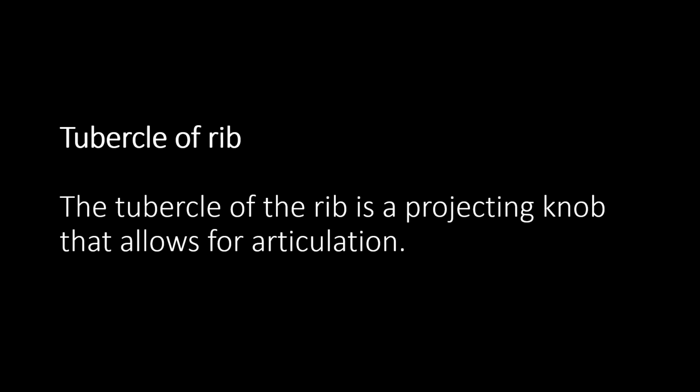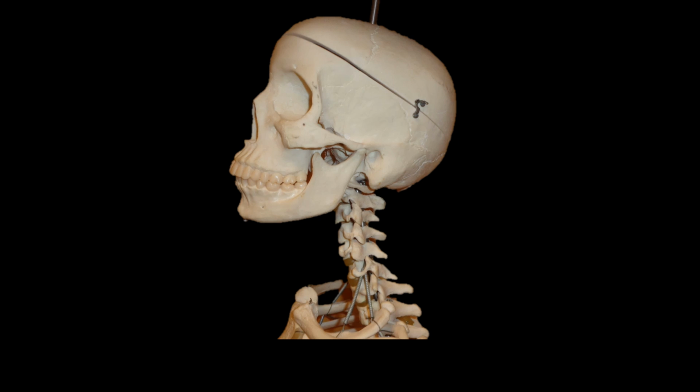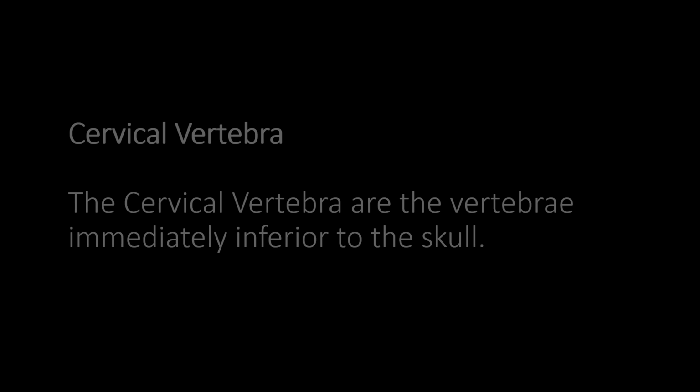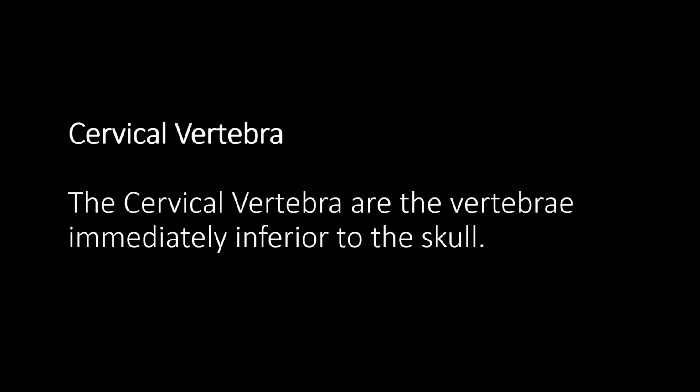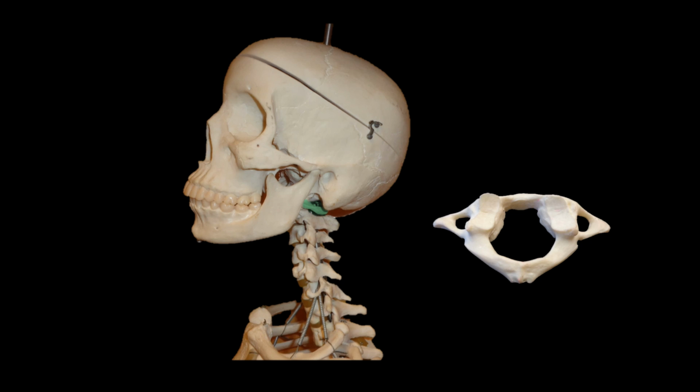Tubercle of rib. The tubercle of the rib is a projecting knob that allows for articulation. Name this anatomical area. Cervical vertebra. The cervical vertebra are the vertebrae immediately inferior to the skull. Name this anatomical area.